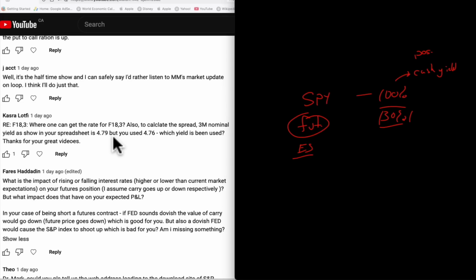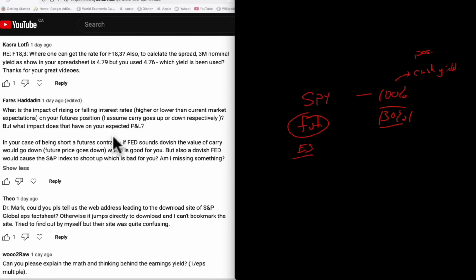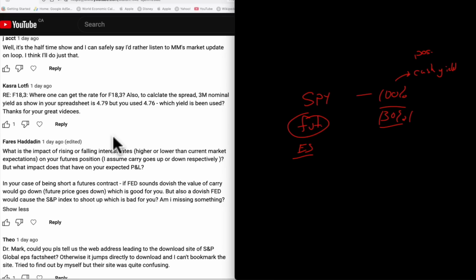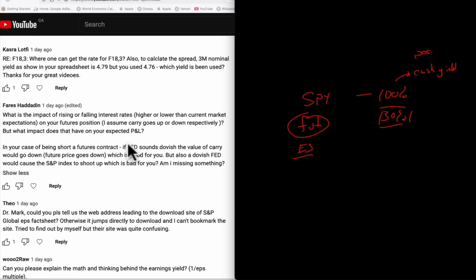Let's see. It says here the 3-month nominal yield as shown in your spreadsheet is 4.79, but use 4.76 because I'm using a proxy for the 3-month rate. I'm using the secured overnight funding rate, which should track very closely to the 3-month Treasury. As you can see, 4.79 versus 4.76, it tracks very closely. So I'm just using it as a proxy.